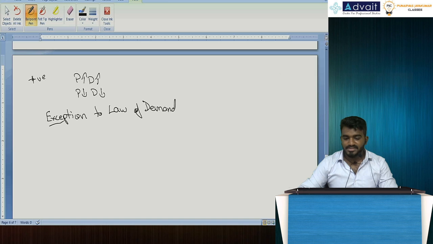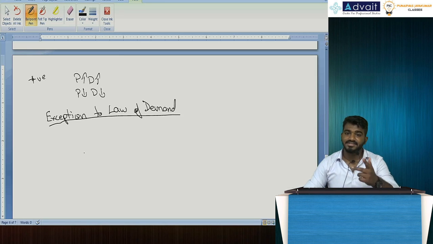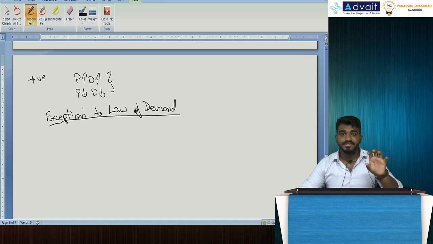Superb. Now, sir, the law of demand is when price increases, demand decreases; price decreases, demand increases. That is a negative relationship. Now, an exception to the law of demand is a situation wherein the law of demand will not work. There will be a positive relationship between price and demand, even though when price increases, my demand for a commodity is going to increase, and when price is decreasing, the demand for a commodity is also going to decrease. We are going to see those factors which are positively related.